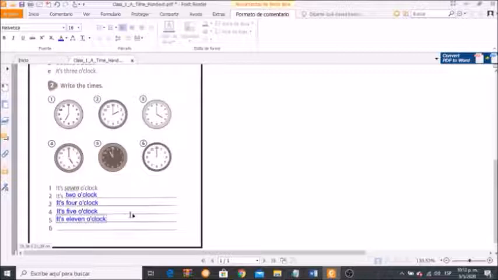And the last picture. And pay attention. The hour hand is pointing at number 12, and the minute hand is pointing at number 12 as well. In this case, both the hand that marks the hour and the hand that marks the minutes are pointing at number 12. So, we say it's 12 o'clock.